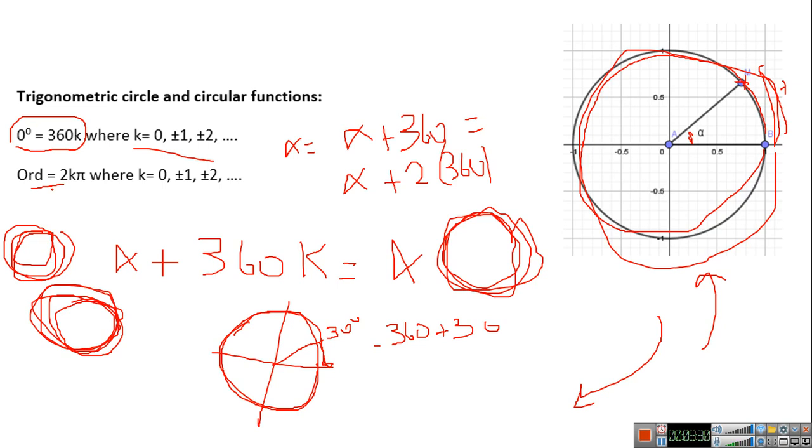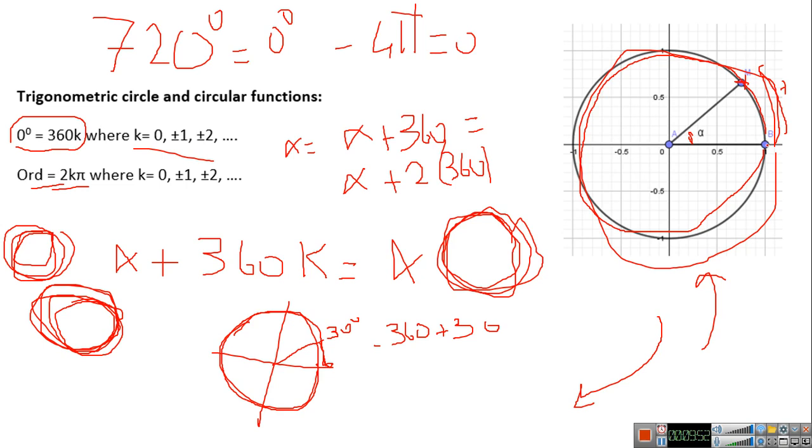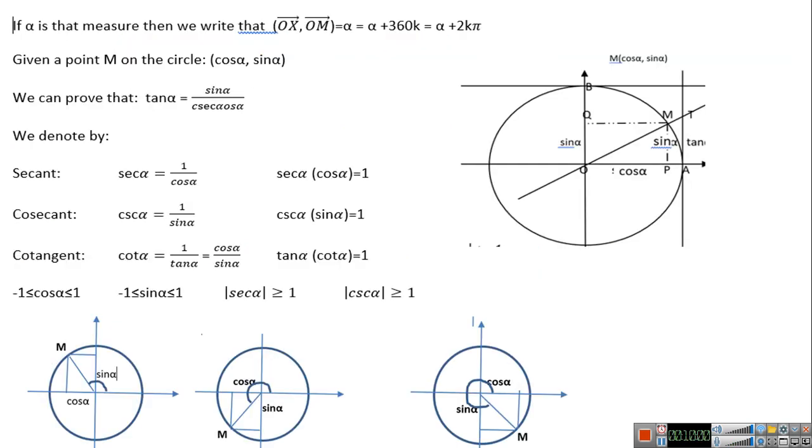So any even number of pi, or any multiple of 360 in degrees, is the same as 0. In other words, 720 degrees is 0 degrees. Why 0 degrees? Because this is 360 plus 360. Minus 4 pi in radian is also 0. Why? Minus 2 pi is a rotation, another minus 2 pi, minus 4 pi. Minus 6 pi is also 0.